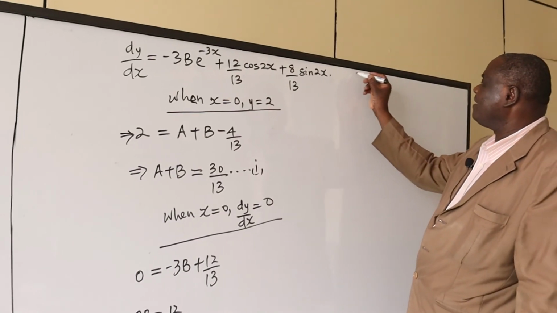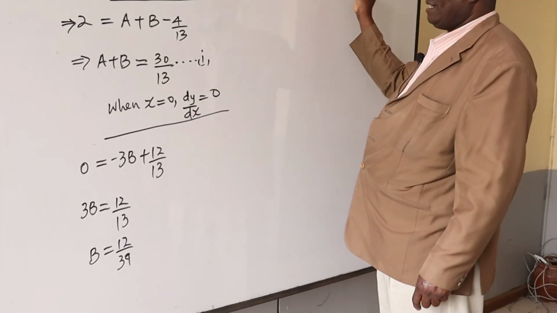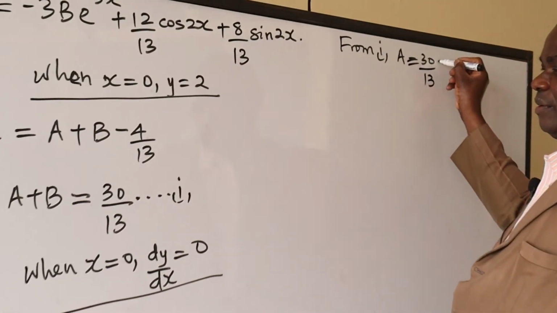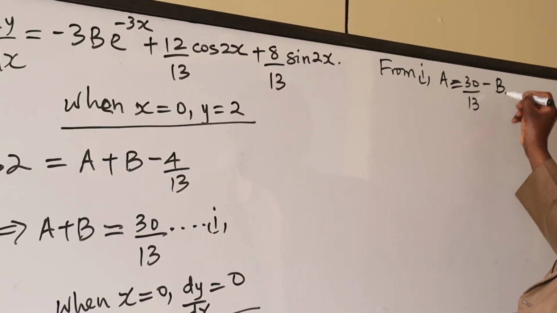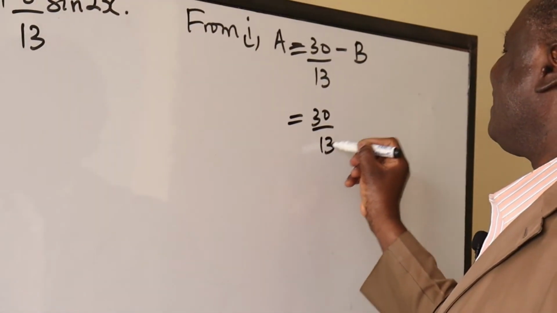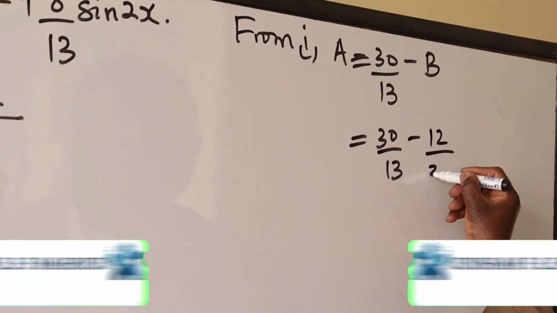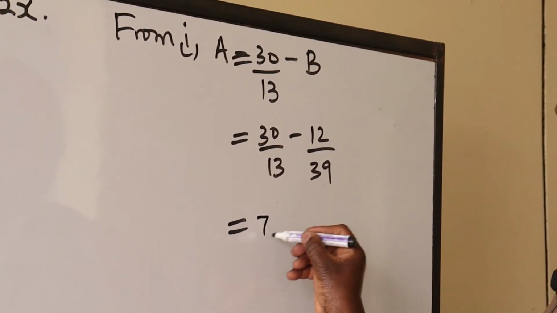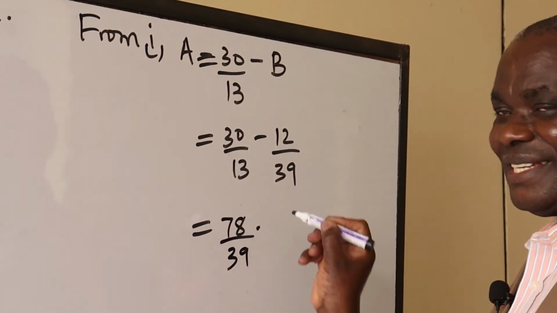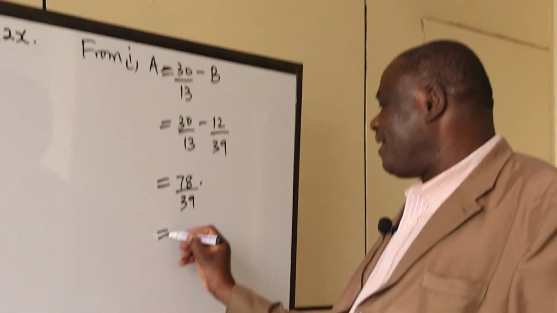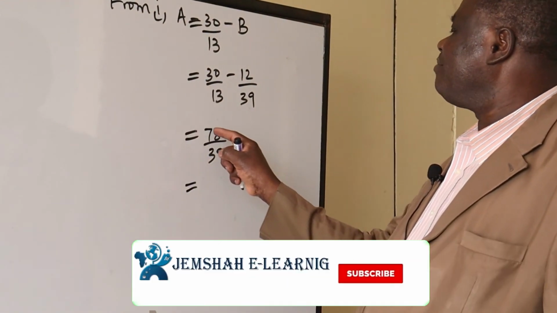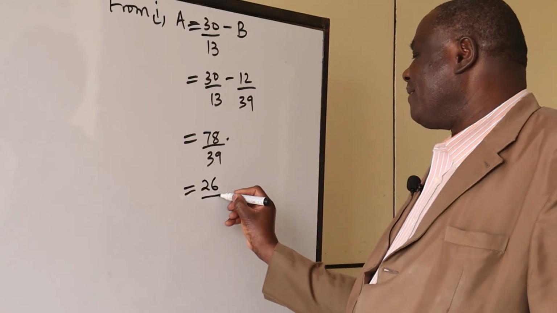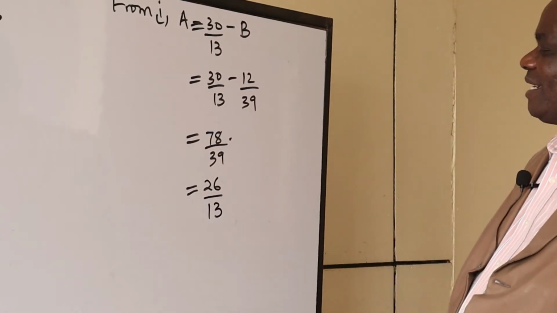So from equation 1, our a will be equal to 30 all over 13 minus b, so 30 all over 13 minus 12 over 39, which gives us 78 all over 39, which we can simplify further to 26 all over 13.